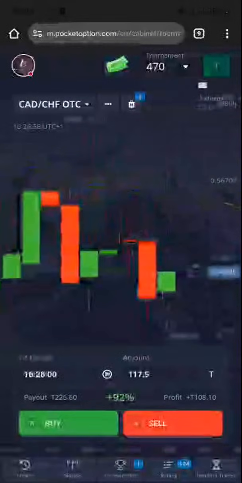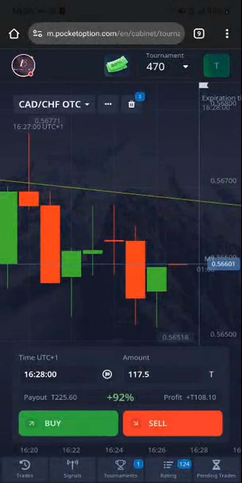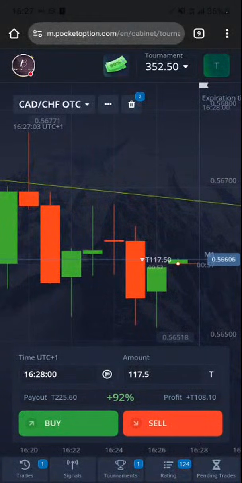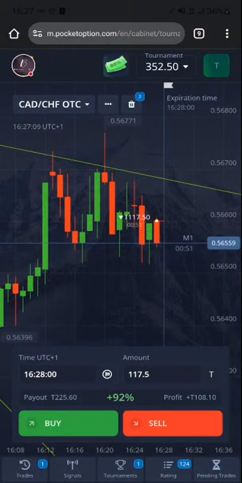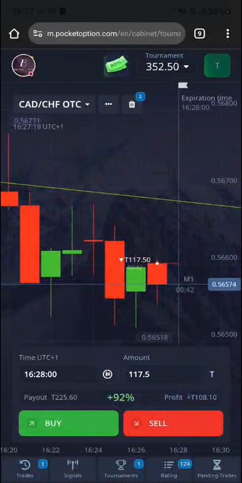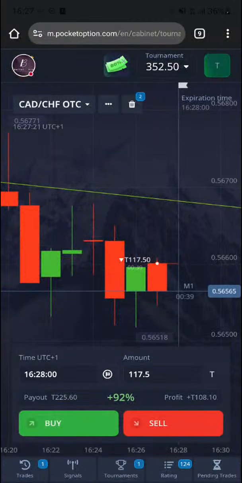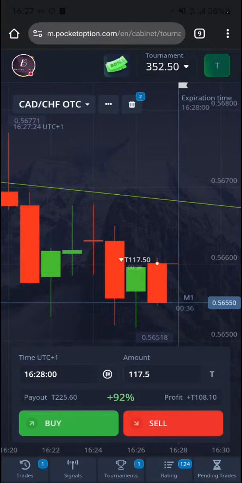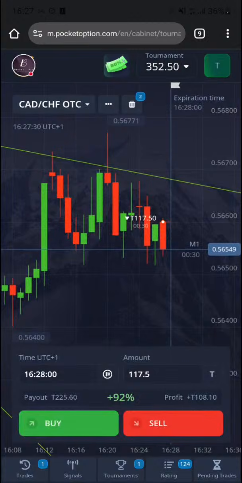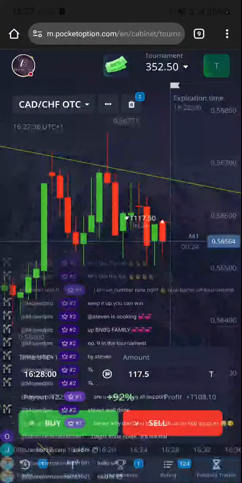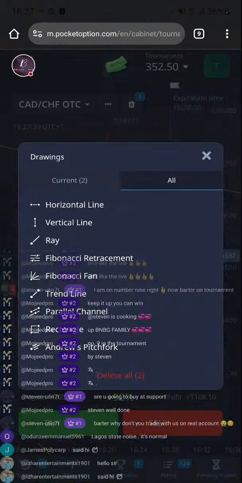The sentiment of the market is with the sellers. Okay, we have a gap up. I'm going with the sellers here. For some reason, those sellers are not very strong.